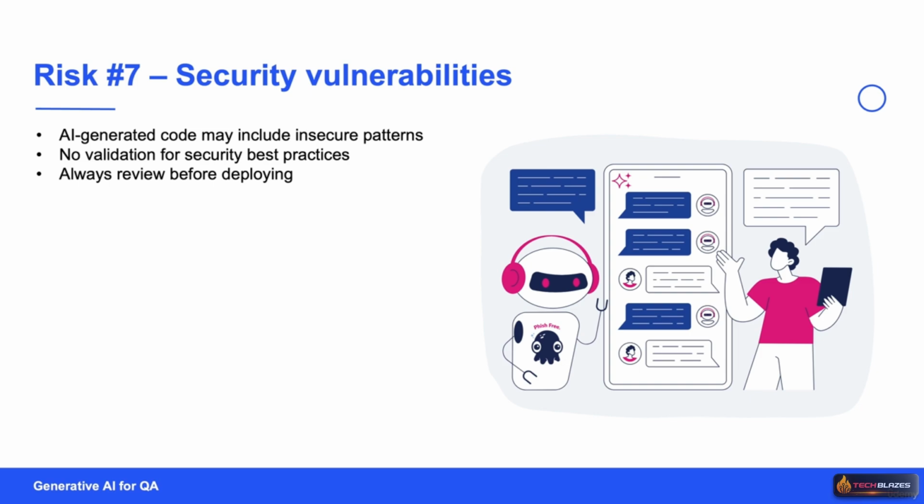A more technical risk comes from security. AI can generate code fast, but it doesn't automatically make it secure. For example, it might suggest hard-coded credentials, missing validation, or vulnerable API calls. So before you use AI-generated code in production or testing pipelines, always review it like you would code from a junior developer. It can save you from serious issues later.